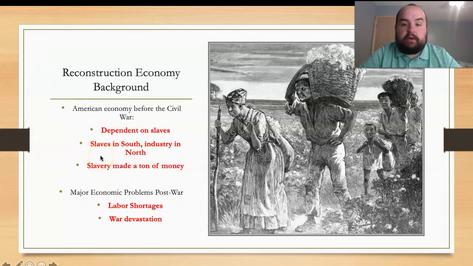However, the economies were very different on the surface level. Slavery was, of course, concentrated primarily in the South. The industry and the factories were in the North. Again, as we'll get to in just a second, slavery did make a ton of money as well, so it was a very profitable economy. There are a couple of big problems that the South and the country as a whole had to deal with once the war was over.